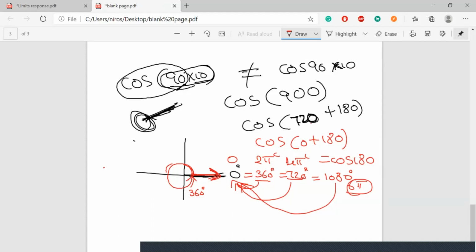Okay, cos of 900, I can write it as cos of 720 plus 180. That is nothing but cos 180. What is the value of cos of 180? It is -1. So the answer is -1. That's it.